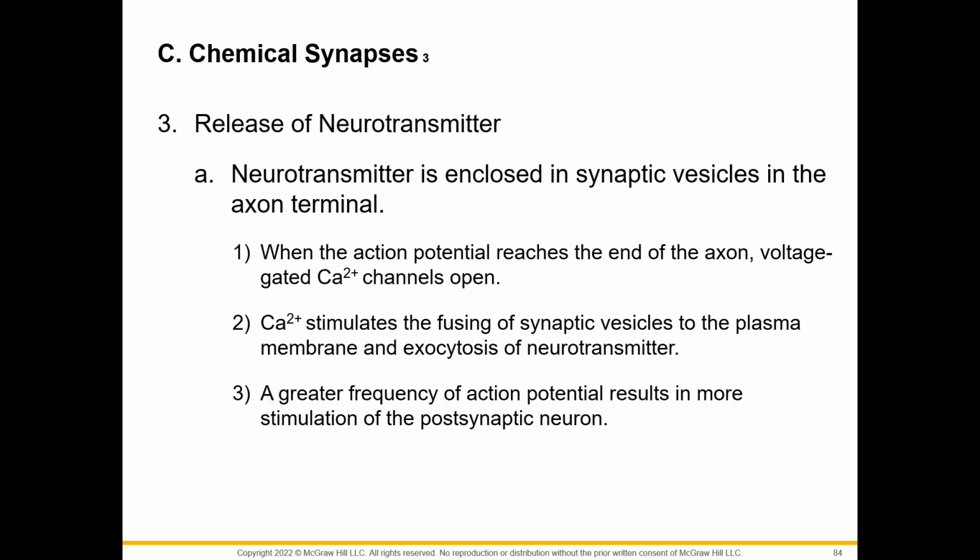So calcium is going to be important in stimulating the release of the neurotransmitter from the axon terminal. And it does that by going into the axon terminal once the voltage-gated calcium channels are open. And it's going to stimulate the fusing of the synaptic vesicles to the plasma membrane and thus cause the exocytosis of the neurotransmitter into the synaptic cleft. Voila! So greater frequency of action potentials results in more stimulation of the postsynaptic neuron.